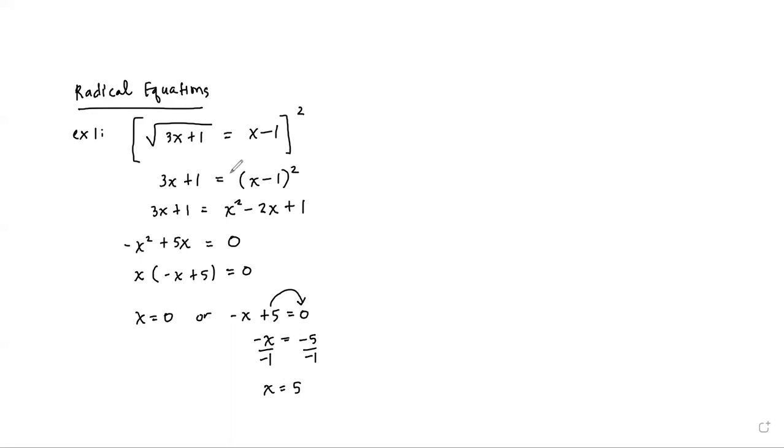Now, again, as I said earlier, once you obtain the values of x, we need to check whether those values will satisfy the given equation. So when x is equal to 0, we get the square root of 3 times 0 plus 1 is equal to 0 minus 1. Let's put a question mark here. The square root of 3 times 0 plus 1 is the square root of 1, and 0 minus 1 is negative 1. However, the square root of 1 is positive 1, and the right side here is negative 1.